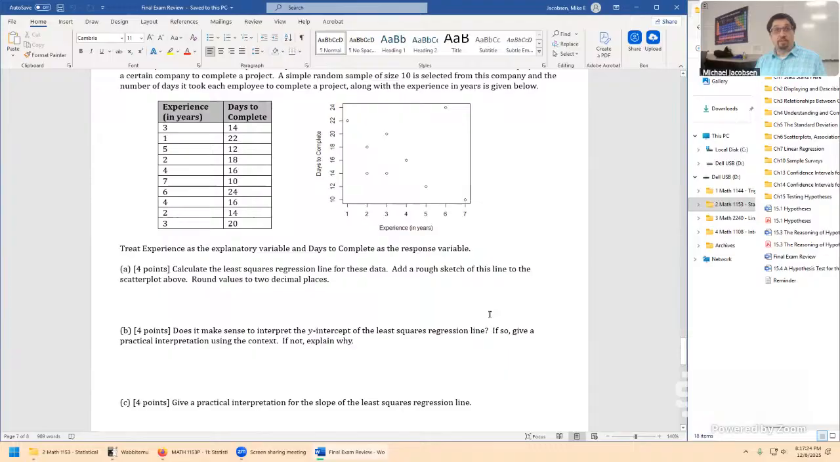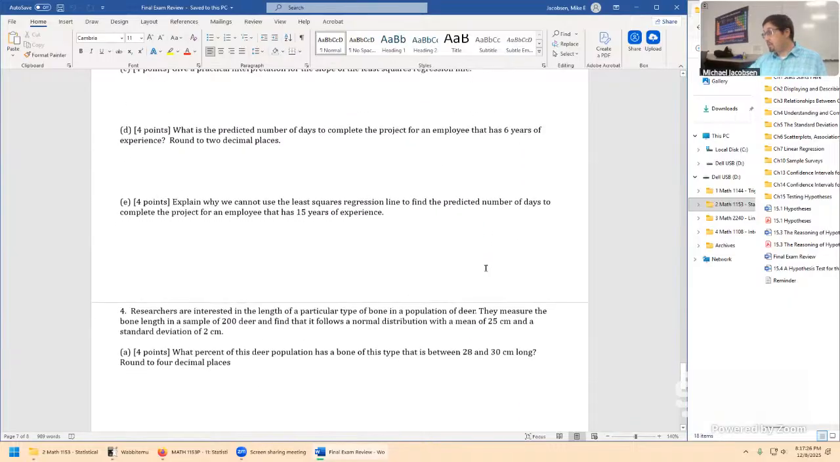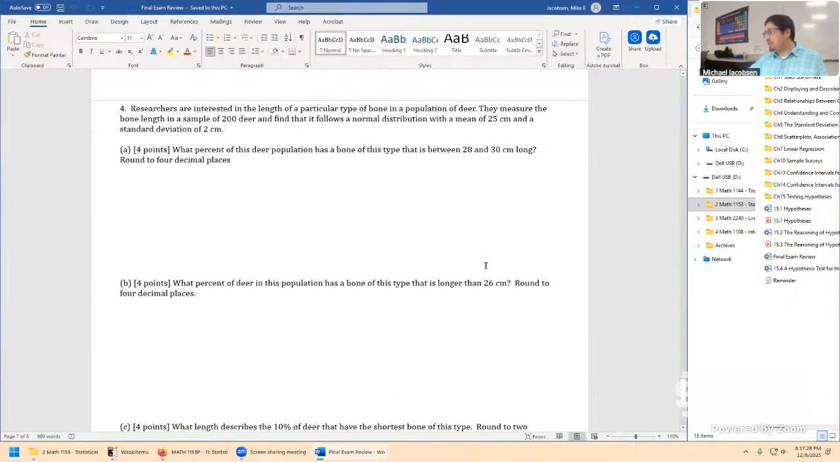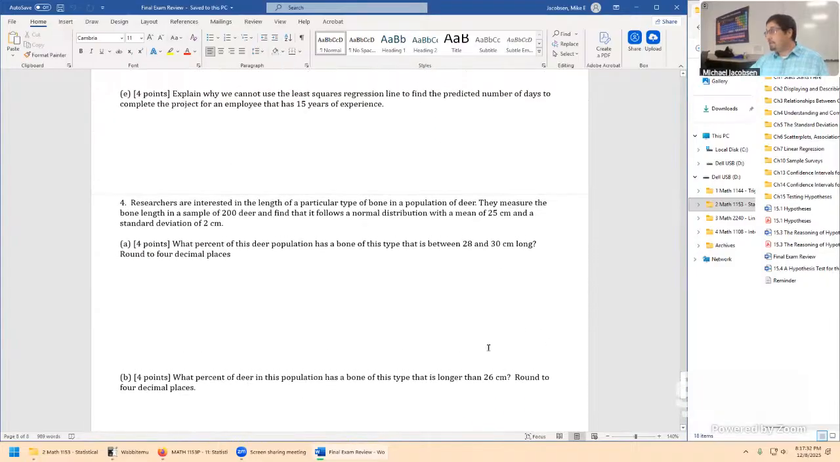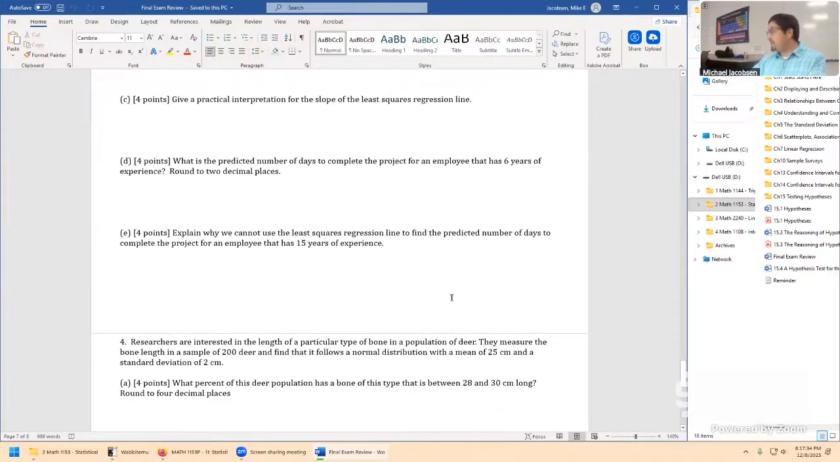You should expect this on the real final exam as well. Looks like just a routine normal distribution question. So that's what our full review is going to look like.